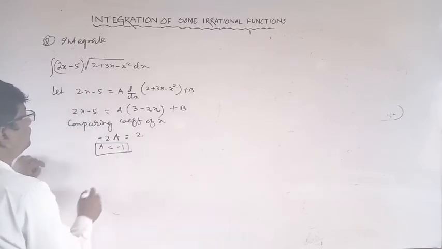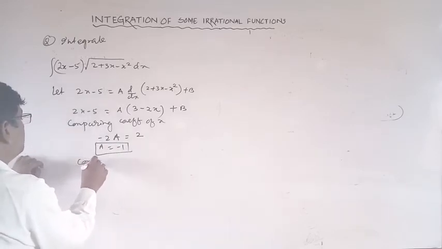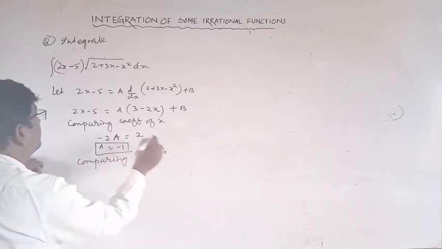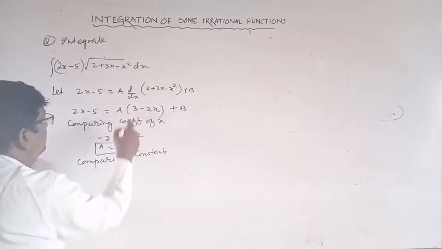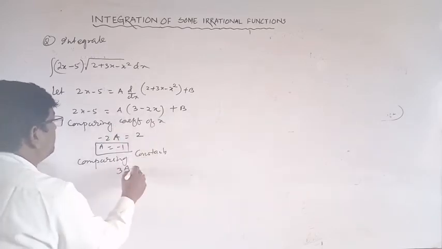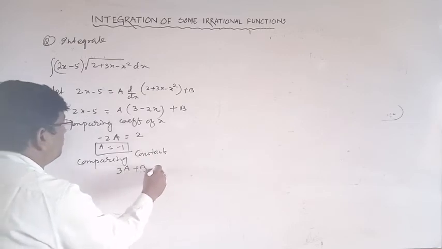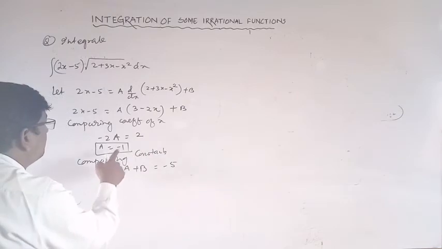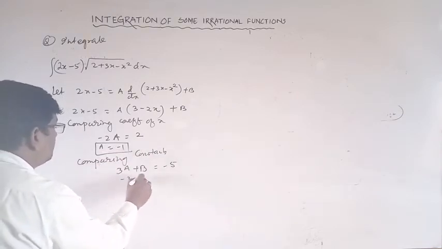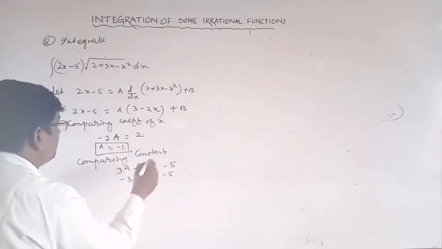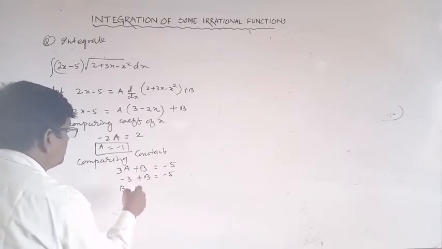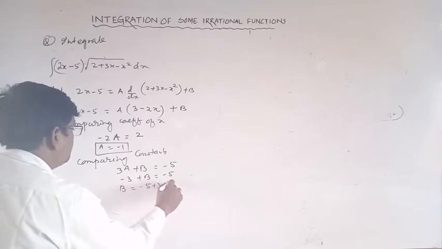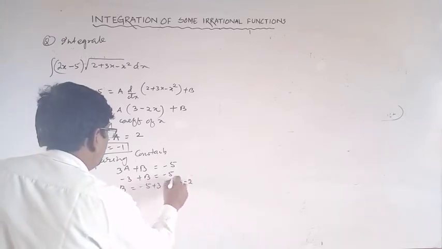Again comparing constants. So here the constant is 3a plus b is equal to the constant here, minus 5. The value of a is equal to minus 1. So minus 3 plus b is equal to minus 5. So b is equal to what? Minus 5 plus 3, that is b is equal to minus 2.